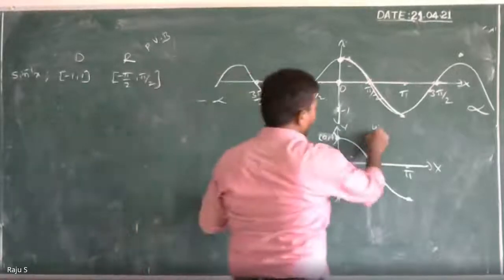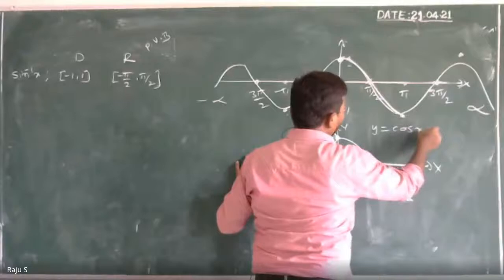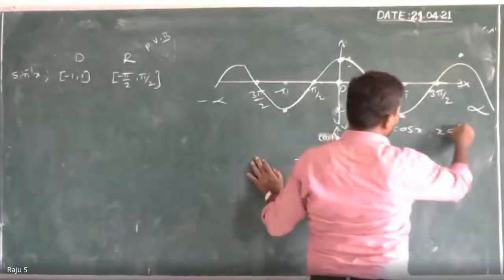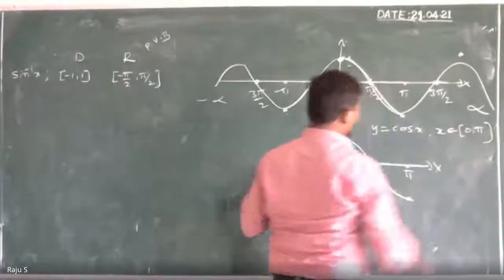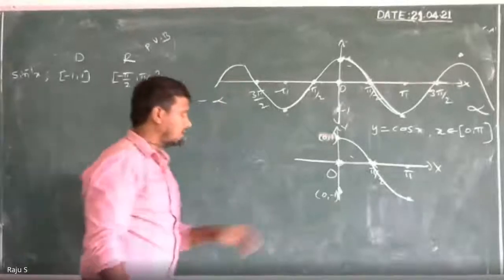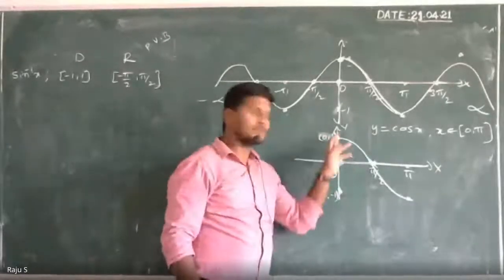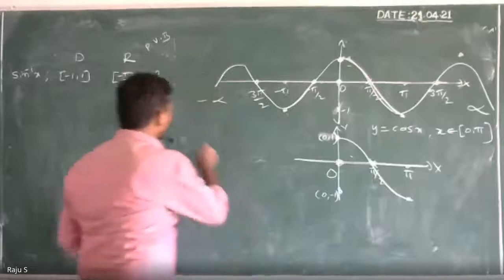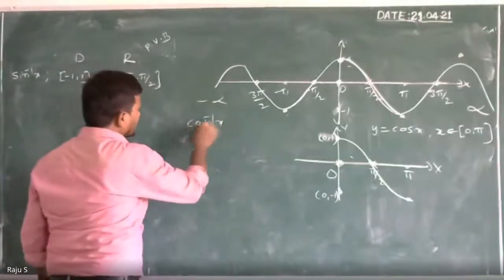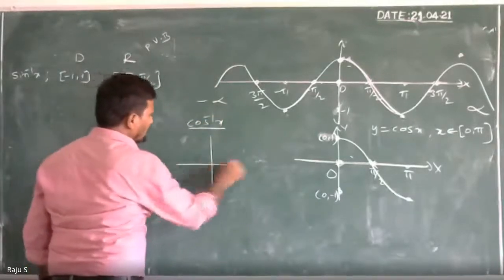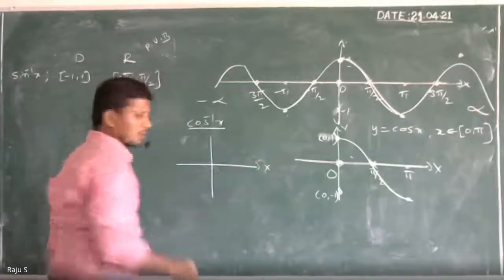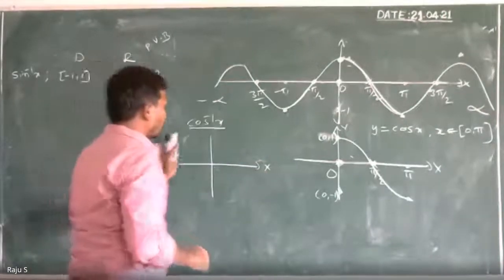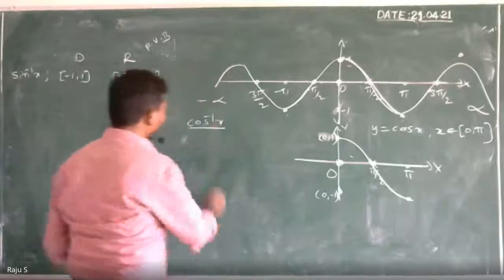This is the y equals cos x graph, where x belongs to 0 to pi. Domain is what? 0 to pi. Codomain, the range, is what? Minus 1 to 1. So now cos inverse x. I said very clearly, the domain becomes the codomain, the codomain becomes the domain. The x-axis becomes the y-axis.